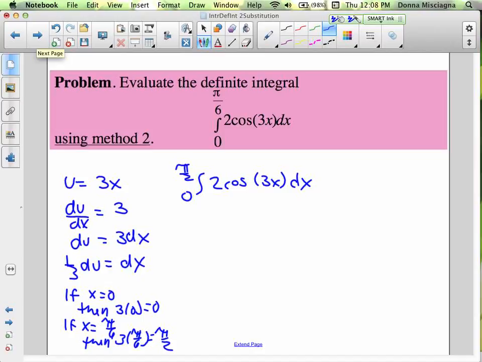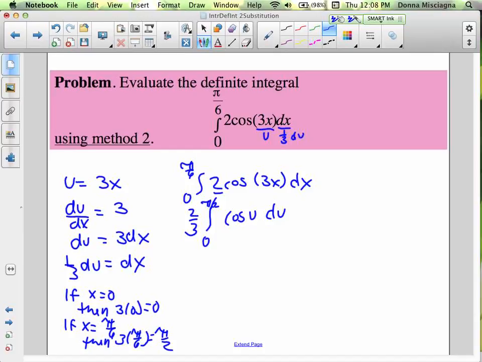All right. Oh, excuse me. I forgot, I didn't change the thing here. So this was the original problem. I didn't rewrite the problem with our substitution. So our substituted problem is we're going to take that 2 and the 1/3, and that's going to come out, so we have 2/3. We're evaluating it from 0 to pi/2, and now it's cosine u du. Right, because the 3x here was the u, the 2 and the cosine stayed, the dx is the 1/3 du.